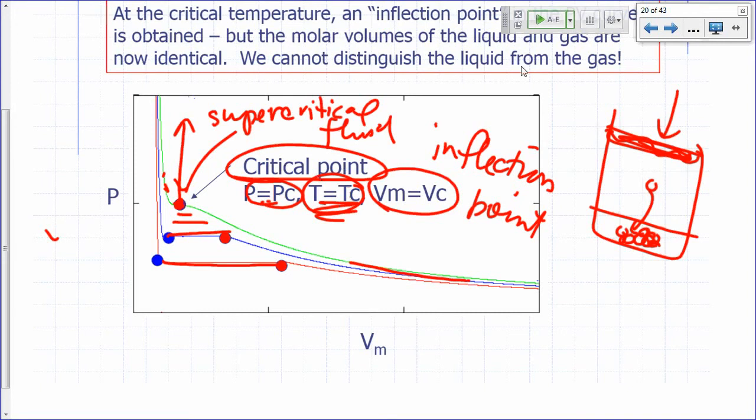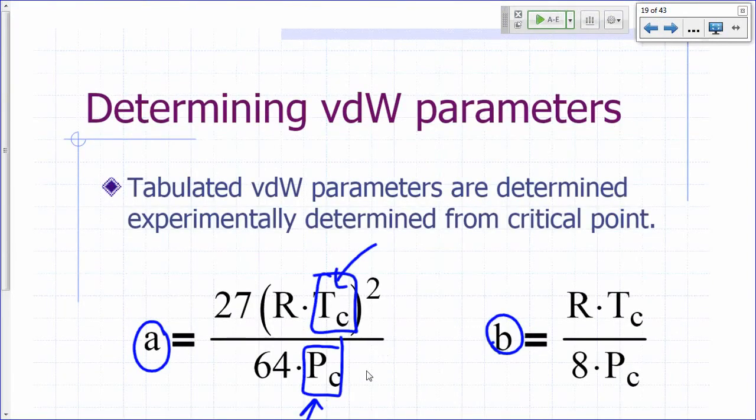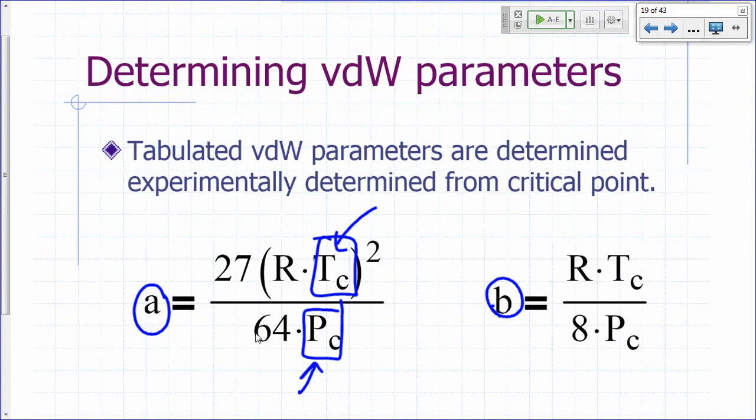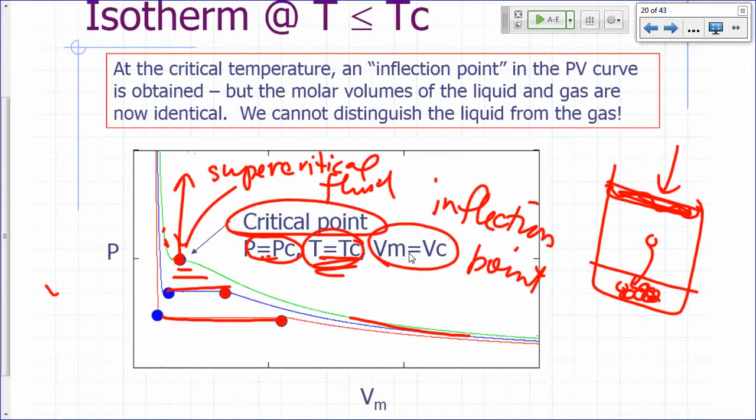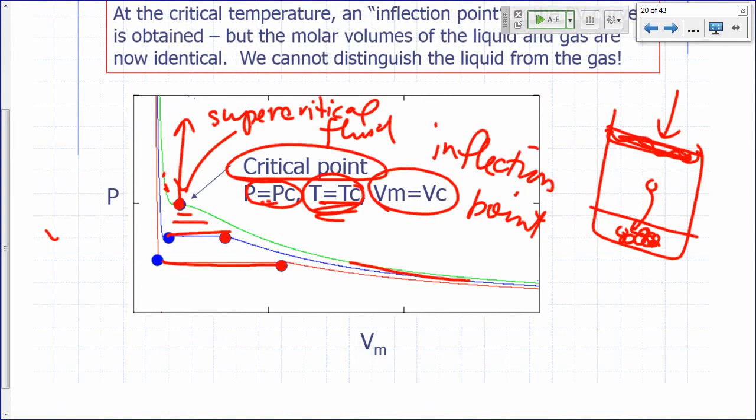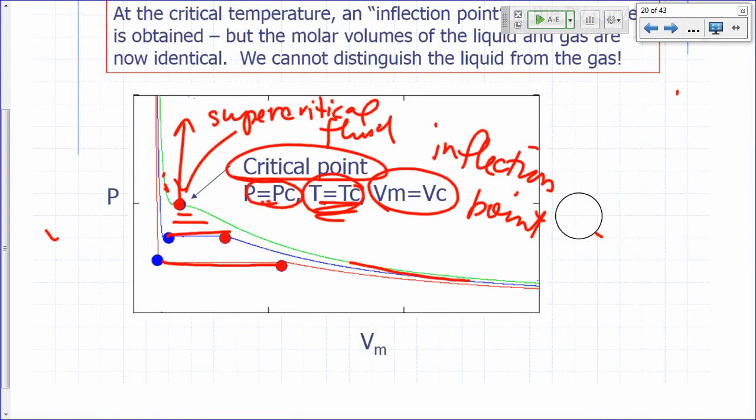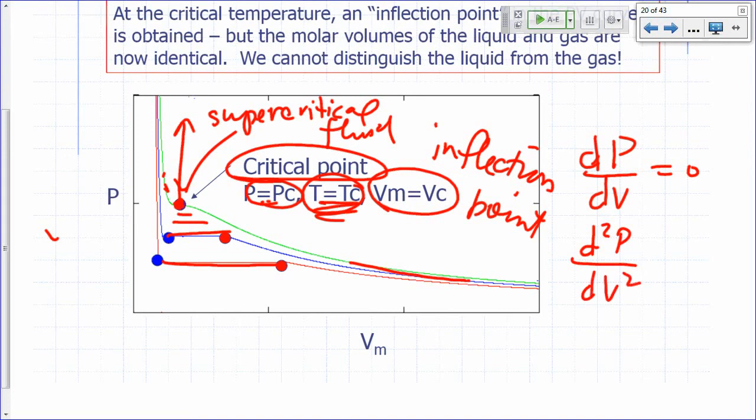Based on the values of the critical temperature and the critical pressure, you can calculate the van der Waals constants. Now, how did they determine that? You have to use a little calculus there. At that point, the derivative of the pressure with respect to molar volume is equal to 0, and the second derivative is also equal to 0. But we're not going to go into that. That's for an upper level class. Suffice it to say, that's where the values come from.